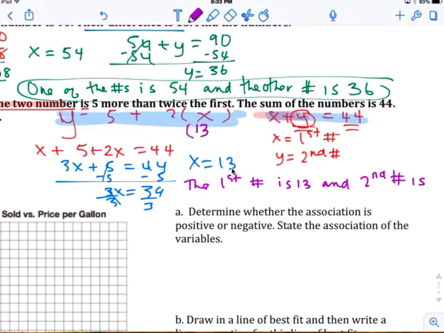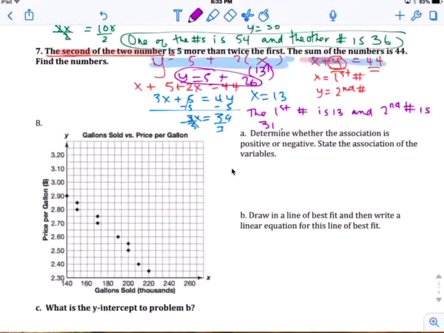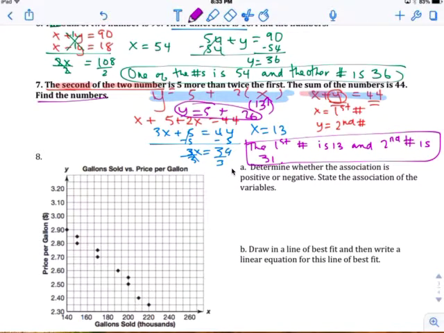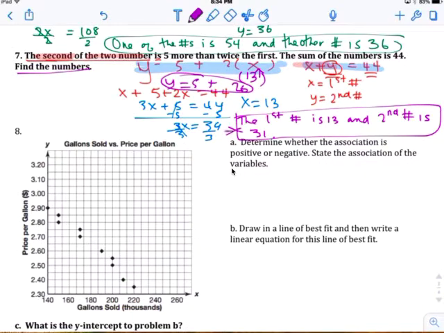Okay, let's solve for what the second number is. If x is 13, you put it in there. That's 26, 5 plus. So the second number is 31. Okay, and the second number is 31. The work is right here. Substitute it back in, right? Okay. Make sure you answer the question. Find the numbers. We found the numbers. These are the numbers.